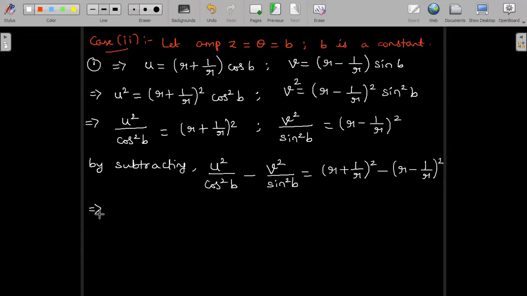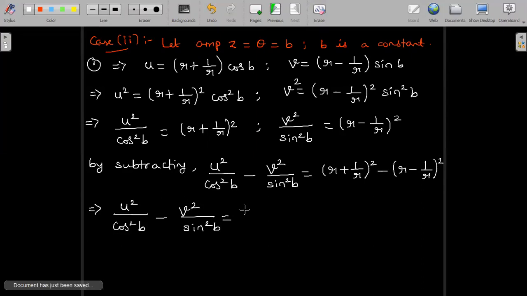So this gives us, left hand side I will write down as it is, u square divided by cos square b minus v square divided by sin square b. Right hand side, expand a plus b whole square and a minus b whole square. So this gives us r square plus 1 by r square plus 2 minus r square minus 1 by r square plus 2. How is this? Let me explain. A plus b the whole square is a square plus b square plus 2 into a into b. A into b gives you r into 1 by r. So r gets cancelled. So plus 2 only remains.